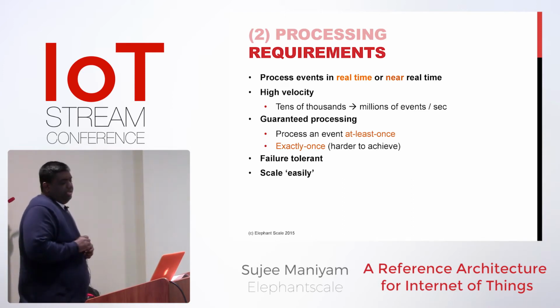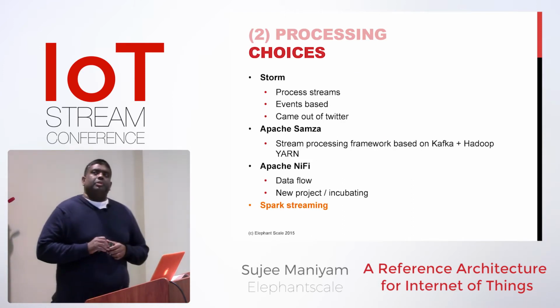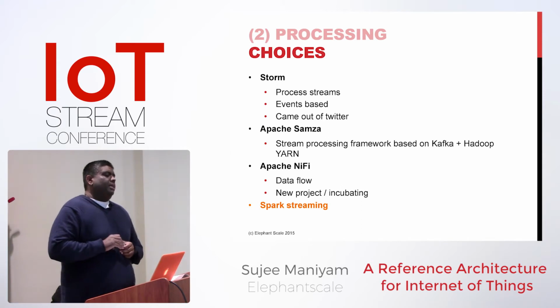So again, we have a few choices here. Storm was the original stream processing framework, which came out of Twitter.